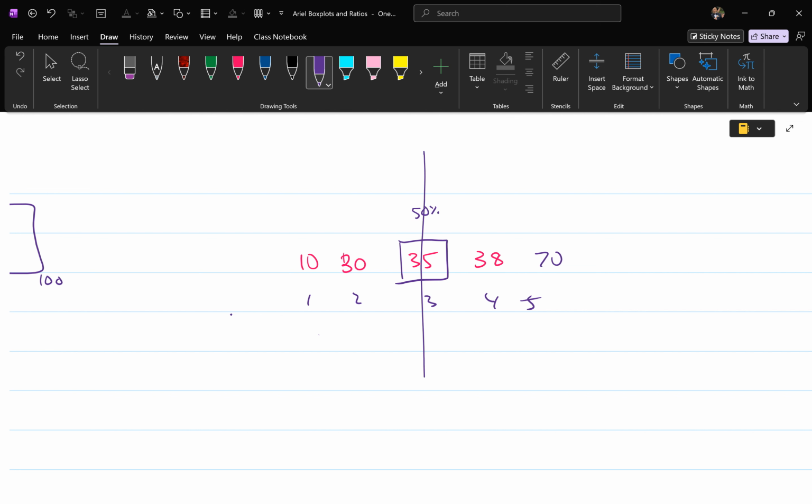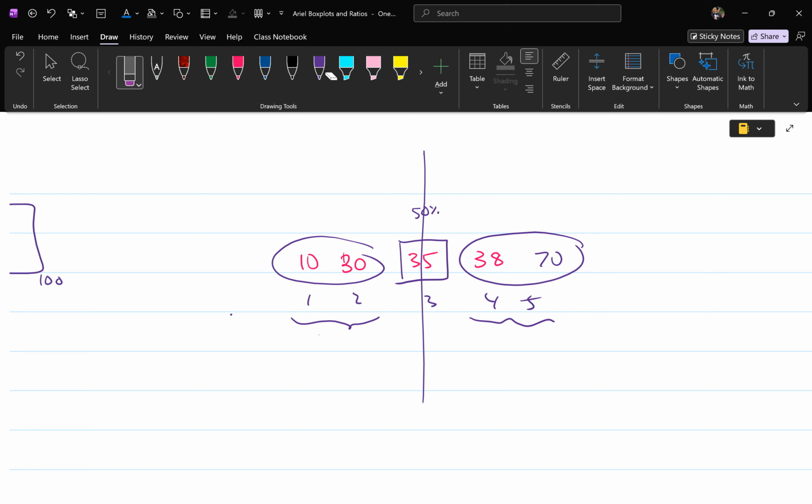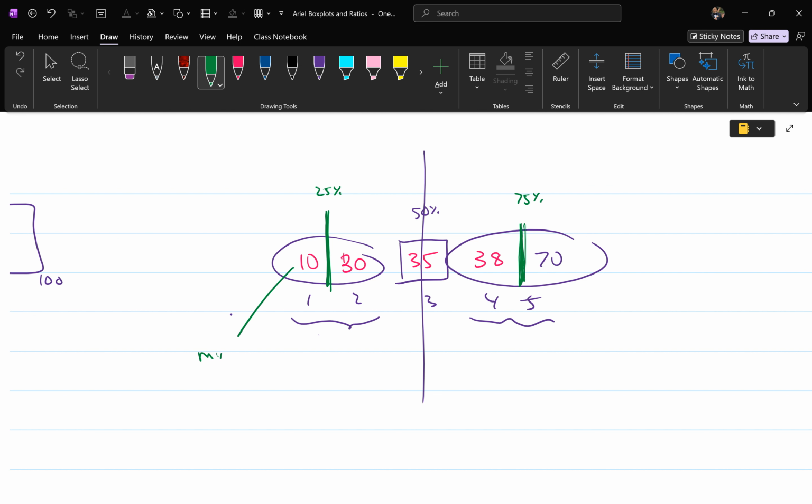Then that student cuts it in the middle. So that means this is my lower half and this is my upper half. True? So I've got 2 kids on the top end and 2 kids on the bottom end. Then I find the middle of the bottom group. So who's in the middle between 10 and 30? And then what's the middle number on the upper half? So this is the 25th percentile, and this is the 75th percentile. True? Clearly 10 is my minimum, and 70 is my maximum.